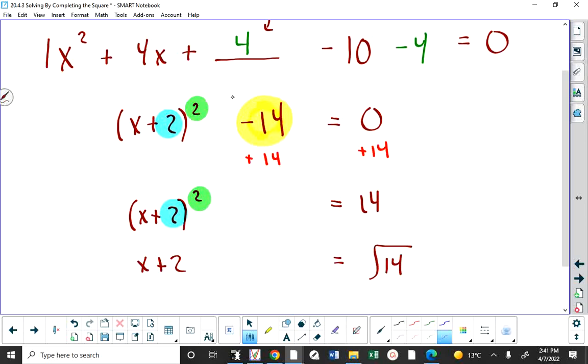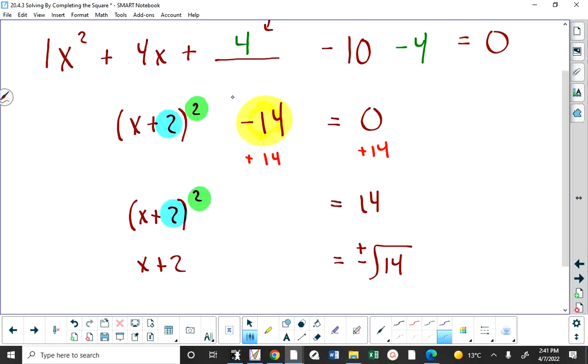Lily, do you know what I'm missing here? Excellent. Plus or minus. Perfect. Because if you don't put plus or minus, you don't get the two answers. By the way, we know there are two answers, don't we? We saw them on the graph.